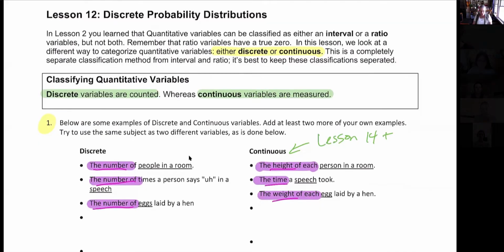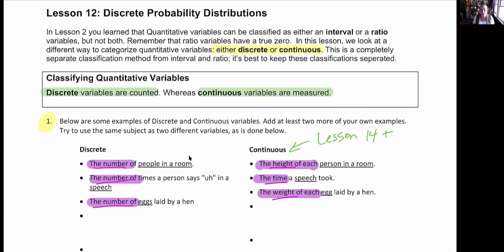Okay, so let's talk about lesson 12. In lesson 12, we're talking about discrete probability distributions. Earlier, when we learned about quantitative variables, we classified them as interval or ratio, where the ratio variables had the true zero. Now we're talking about variables that are either discrete or continuous.